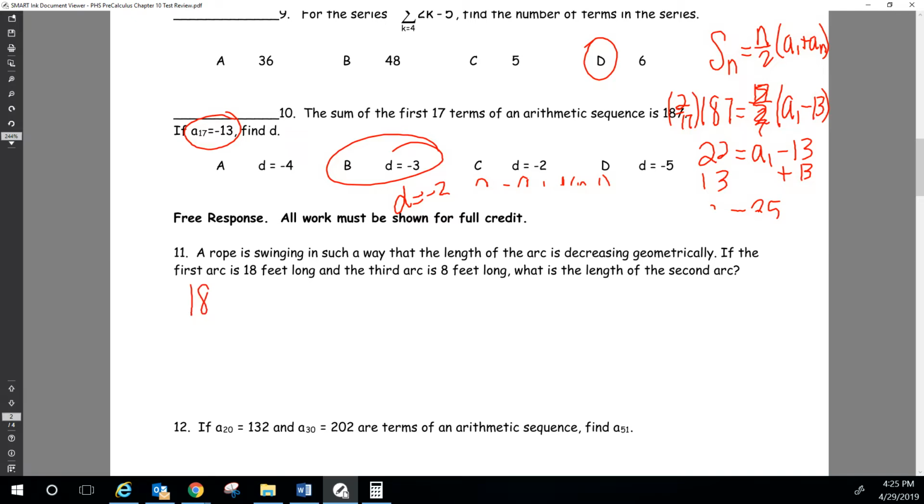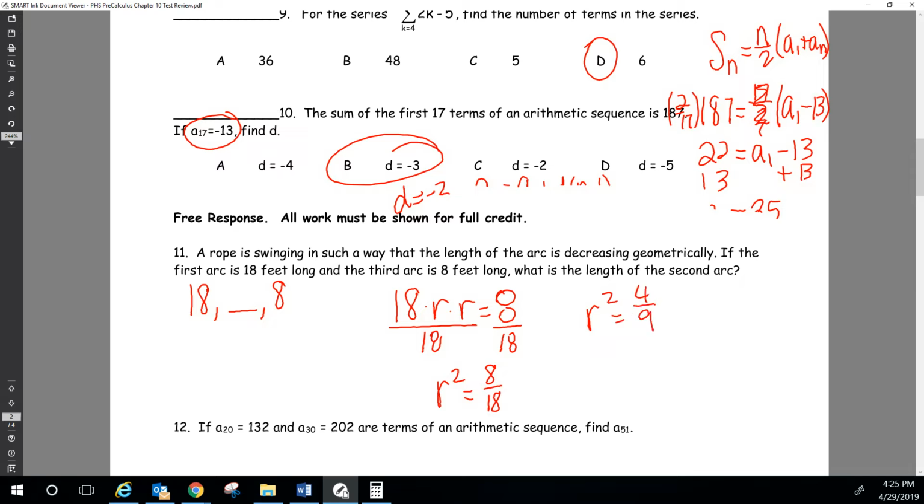We know it starts with 18. We got a blank, and then 8. So remember, for geometric, to get to each of these numbers, we multiply by our common ratio. So 18 times r squared is going to be equal to 8. If I divide this by 18, I get r squared is equal to 8 over 18. When I reduce that fraction down, I get 4 over 9. And then I'll take the square root of both sides to find my common ratio, and that's 2/3.